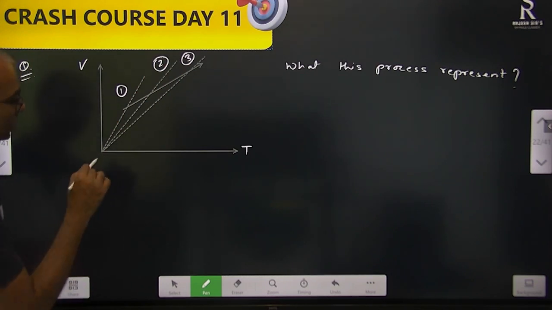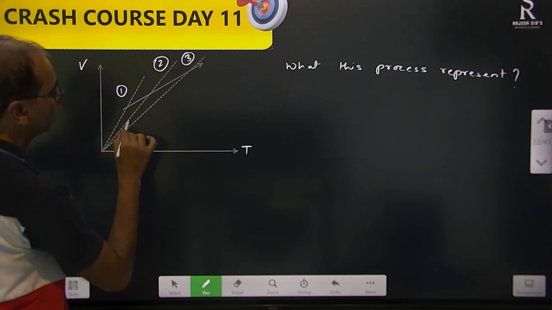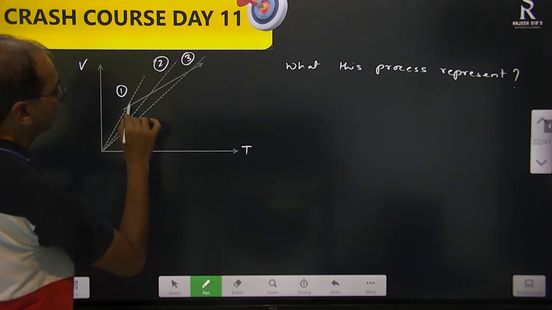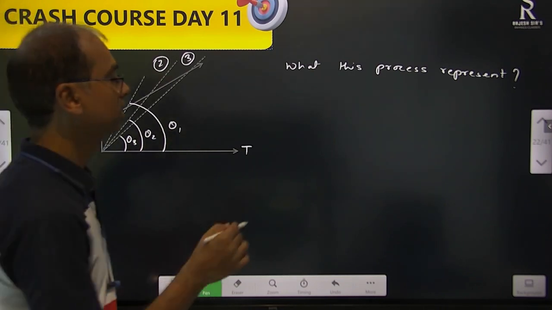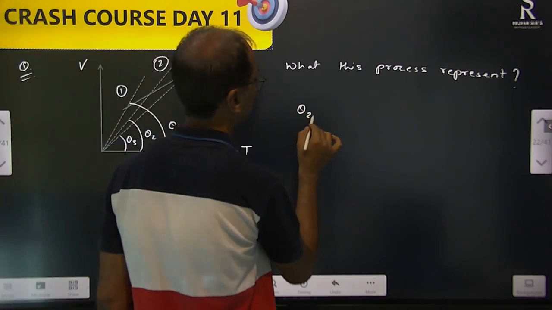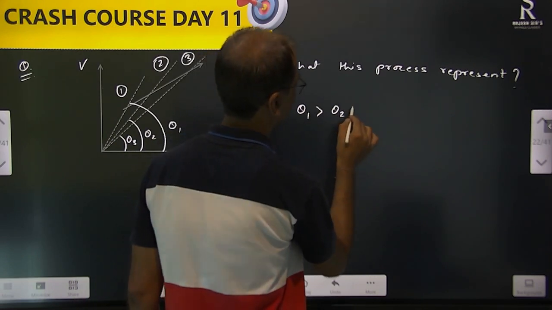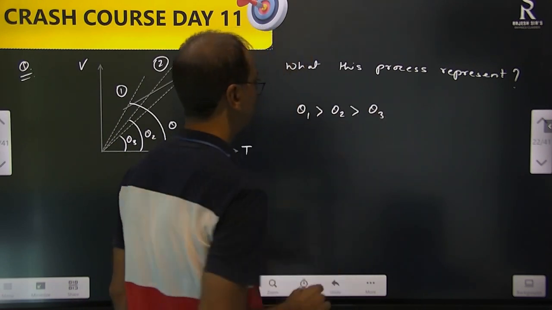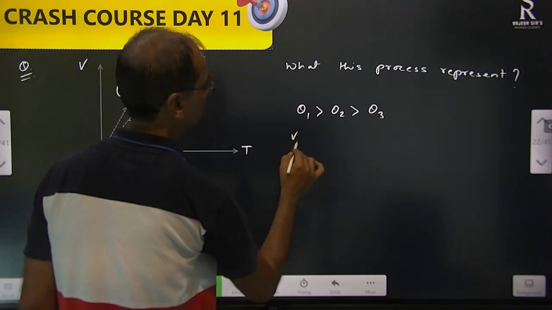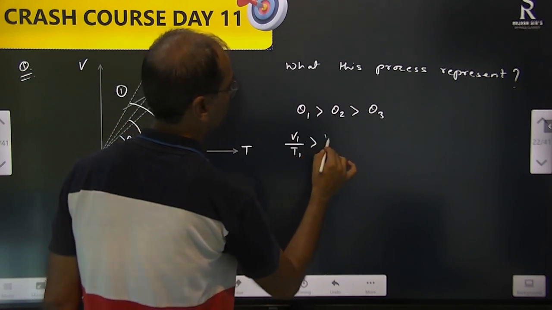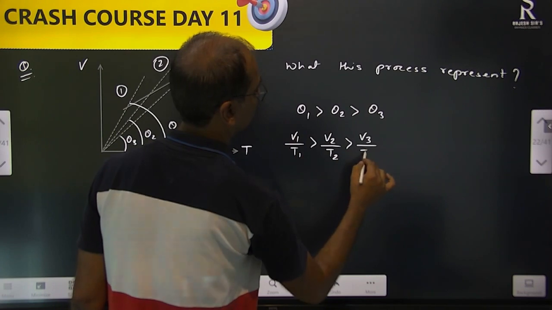Okay. Now see their slopes. This is theta 3, this is theta 2, and this is theta 1. And it's clear that theta 1 is greater than theta 2 is greater than theta 3. Now theta 1 means V1 by T1, greater than V2 by T2, greater than V3 by T3.